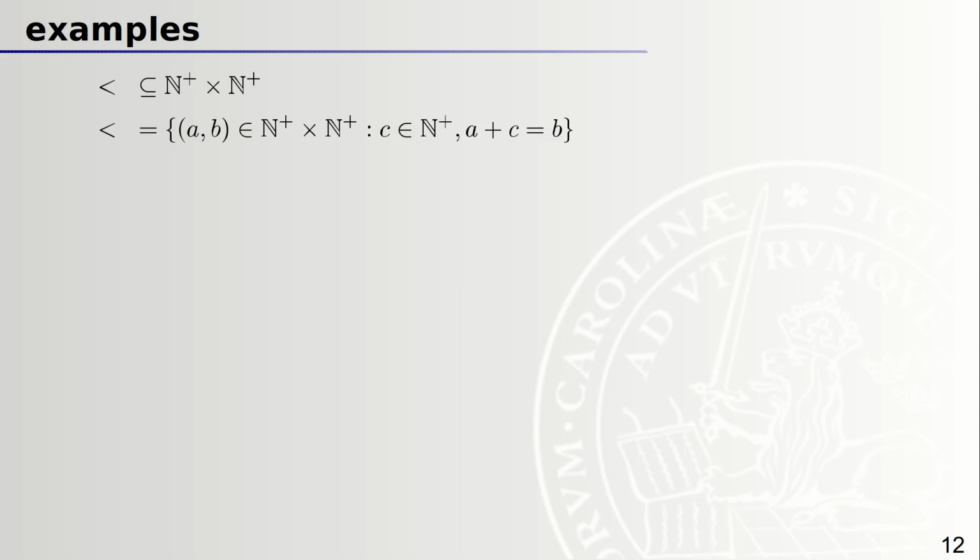Here are a couple of examples. First, let us define the less than relation on the positive natural numbers. The relation relates natural numbers to other natural numbers, so it is a subset of the Cartesian product of N plus with itself. Then, we can define it to be all pairs (A, B) of positive natural numbers for which there is another positive natural number C, such that A plus C is B. The result of this would be a set of pairs like this one. Here the pair (4, 7) is an element, but (2, 2) and (7, 1) are not.